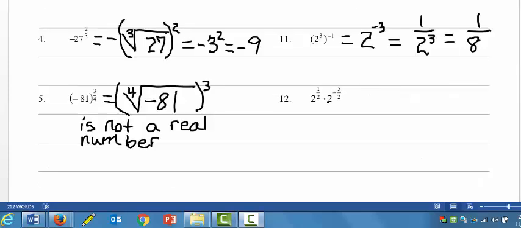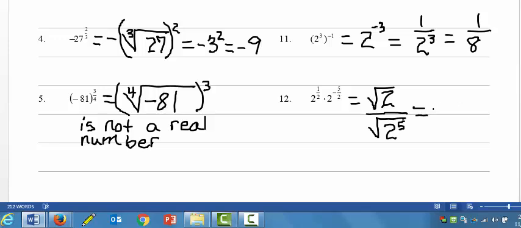Two to the 1/2 times 2 to the negative 5/2 is actually the square root of 2 over the square root of 2 to the 5th. This is another way you can look at this problem.